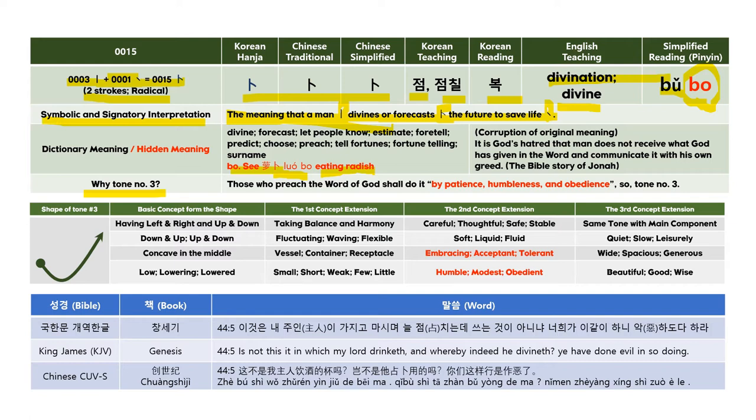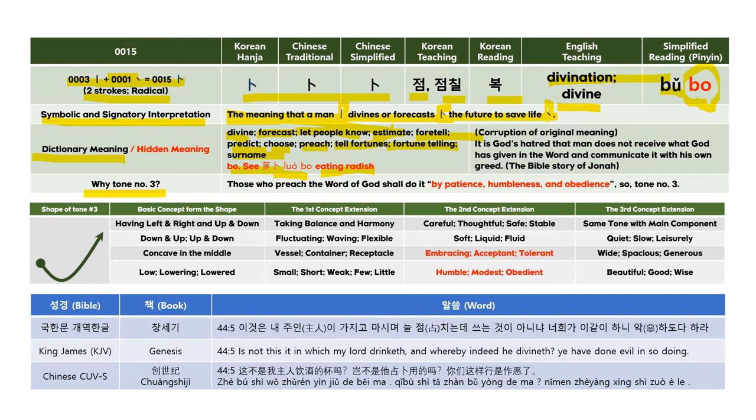So the dictionary meaning of this character: divine, forecast, let people know, estimate, foretell, predict, choose, even preach, tell fortunes, fortune telling, surname. These dictionary meanings remain in the Korean Hanja dictionary and Chinese dictionaries. Okay?